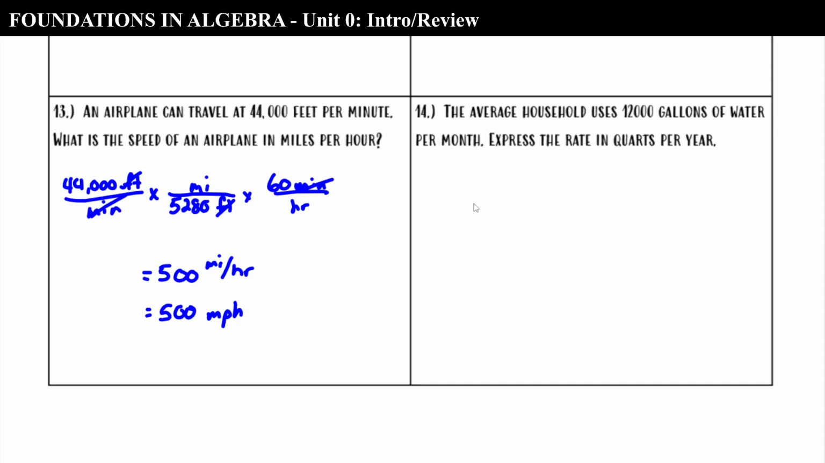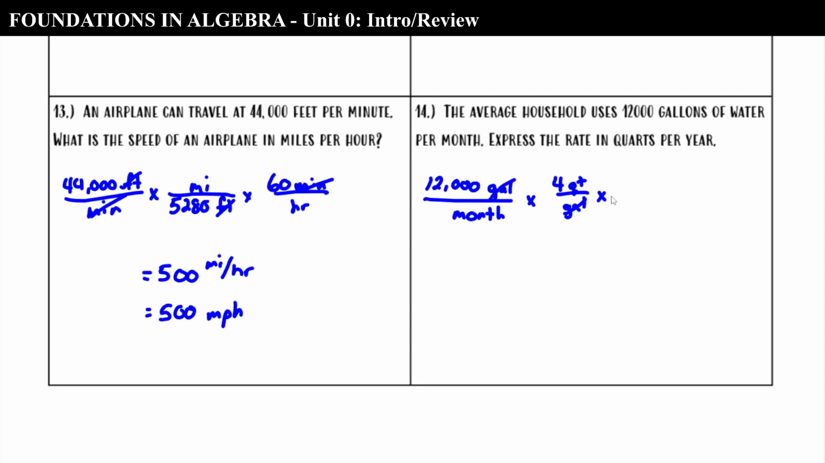All right, the last one. The average household uses 12,000 gallons of water per month. We want to know how many quarts that is a year. So we're going to start with 12,000 gallons per month. I'll write it out so we know that's what it is. Let's convert our gallons to quarts. There are 4 quarts in a gallon, so our gallons go away.